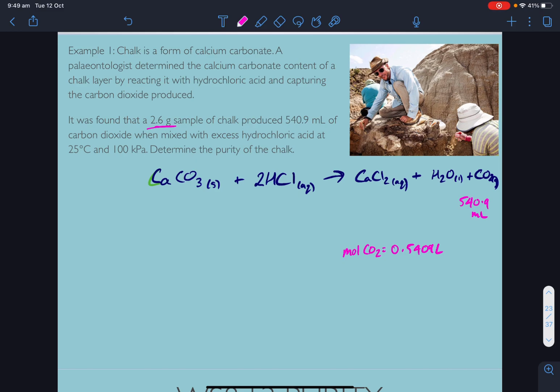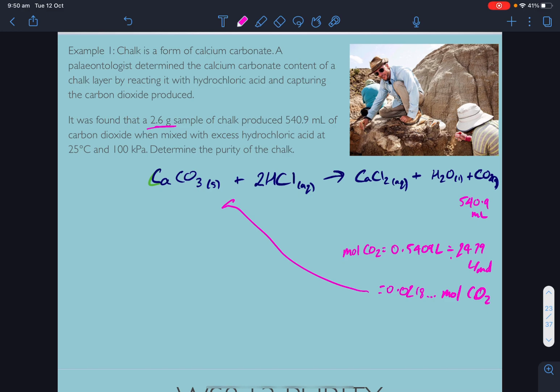So our molar volume of gas, is it 20? Teach me to have it right in front of me. Oh, here it is. Sorry, guys. 24.79 litres per mole. So I work out how many moles of carbon dioxide were produced. 0.5409 divided by 24.79 equals 0.0218, I'll keep it in my calculator, mole of CO2.